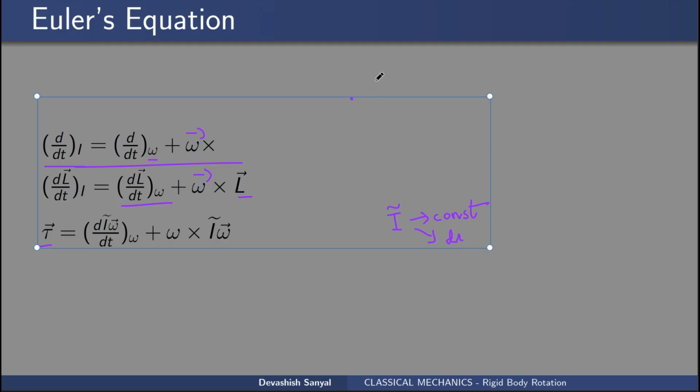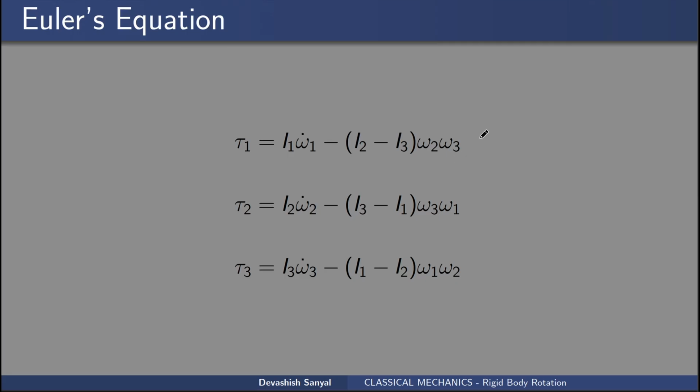This becomes diagonal. If that is the case, then the equations simplify, and what we get from here is Euler's equation. So these are the very important equations for rigid body rotation.